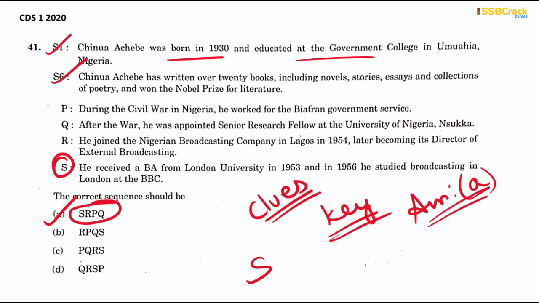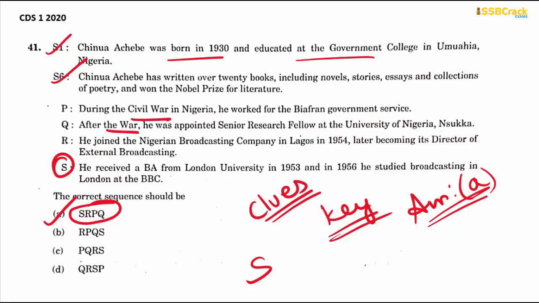He received a BA from London University in 1953 and in 1956 he studied broadcasting in London at the BBC. He joined the Nigerian Broadcasting Company in Lagos in 1954, later becoming its Director of External Broadcasting. During the Civil War in Nigeria, he worked for the Biafran Government Service. After the war, you see there's a connection. After P comes Q. And what war is he talking about? The Civil War in Nigeria, right?